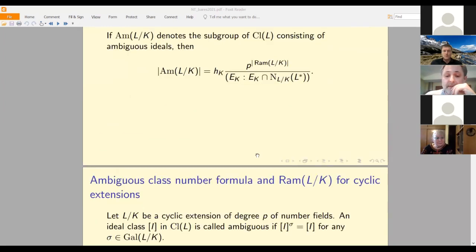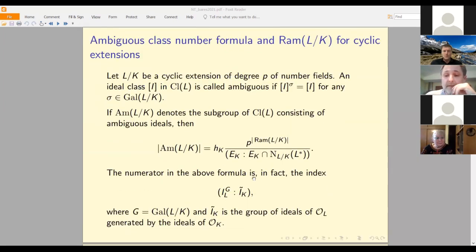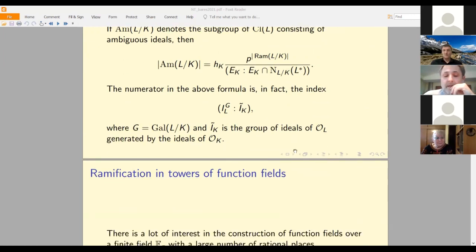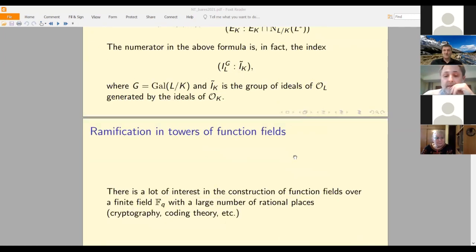This expression here in the numerator is in fact the index of this group. Here you have the ideals of L fixed by the Galois elements, and here you have the ideals of L generated by the primes and coming from K. So these are the basic situation in the number field case where this ramification problem appears, the size of the ramification set. In the function field case, something similar happens.